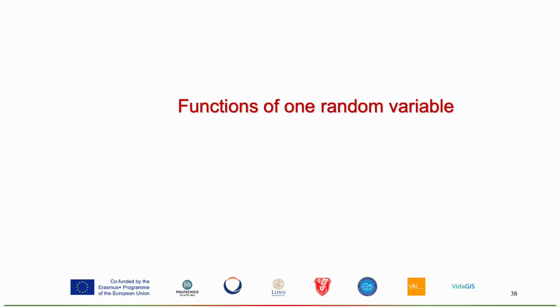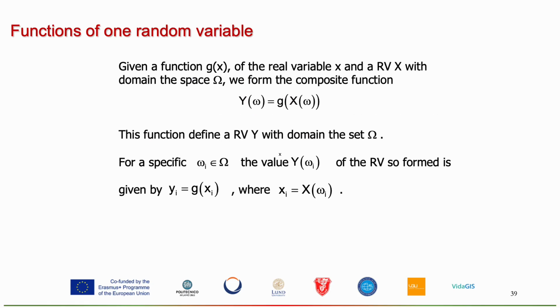The last step of this lecture is about random variables that are computed from other random variables. So the question is how the density functions and cumulative functions of the original variables are propagated, transferred, to the function variables. Let's start by formalizing the problem.